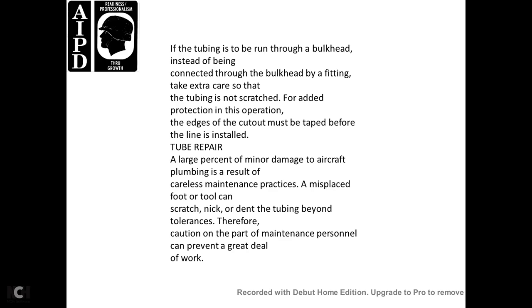If the tubing is run through a bulkhead instead of being connected through the bulkhead fitting, take extra care so that the tubing is not scratched. For added protection, the edges of the cutouts must be taped before the tubing is installed.